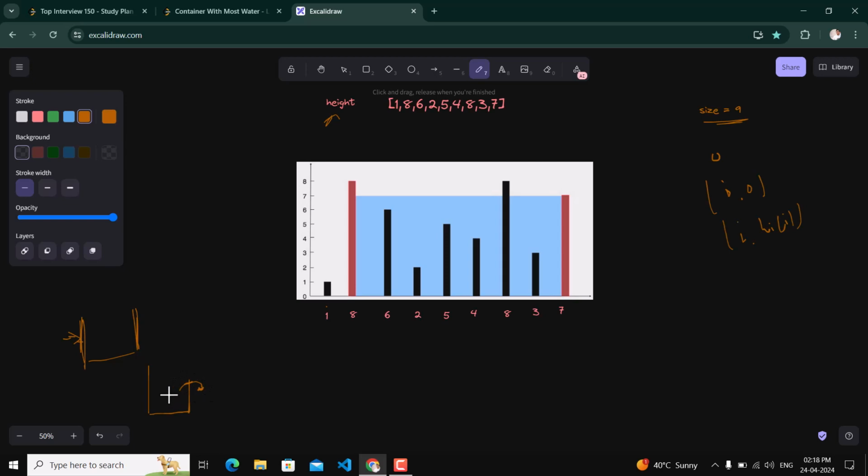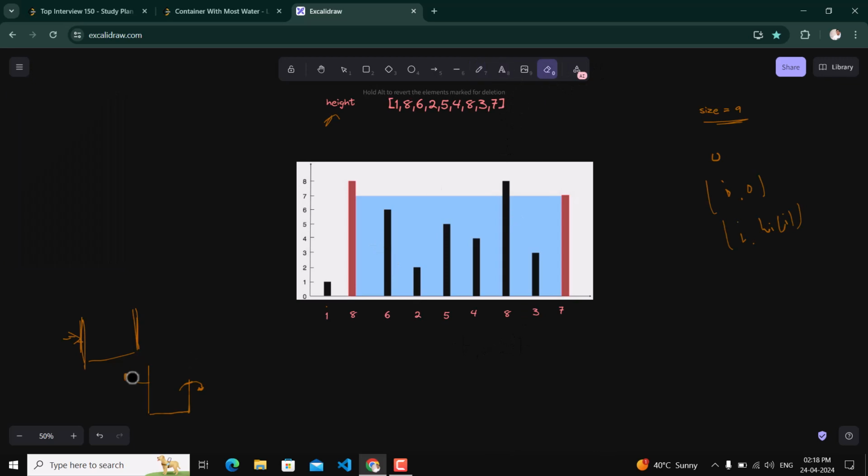Whether it has a wall or side of more height, it will only hold water up till the minimum height among these two sides. So we have to find, among these columns or heights, two bars such that they will store the maximum amount of water. I think the question is clear to us.